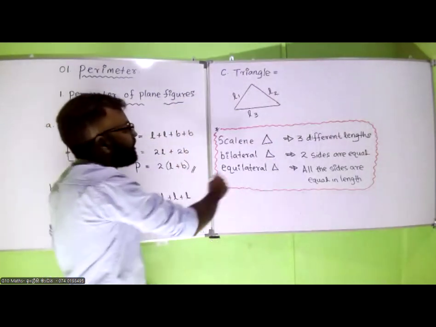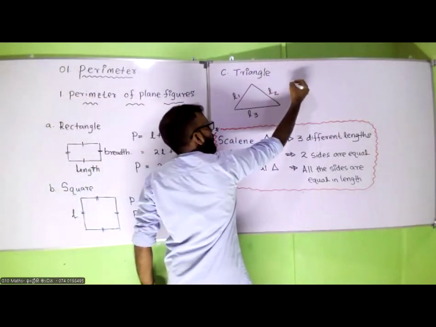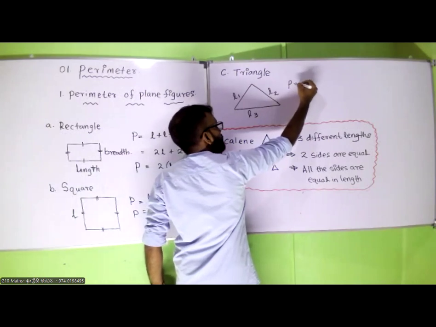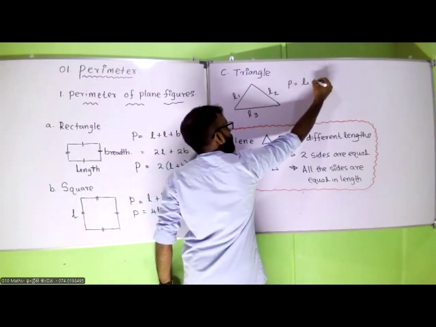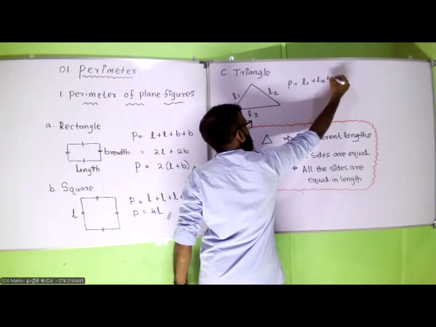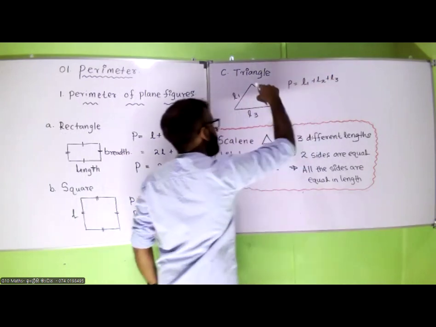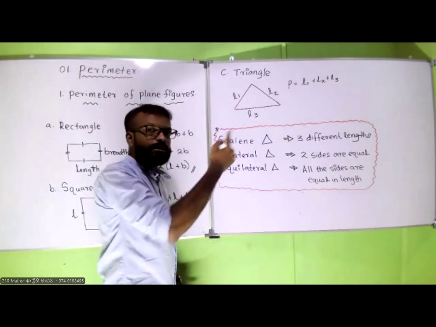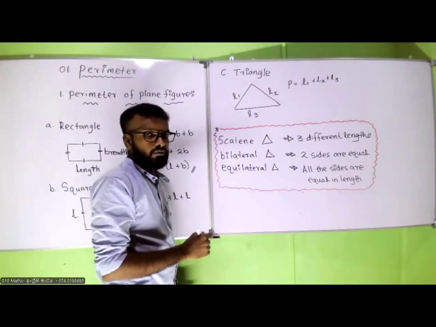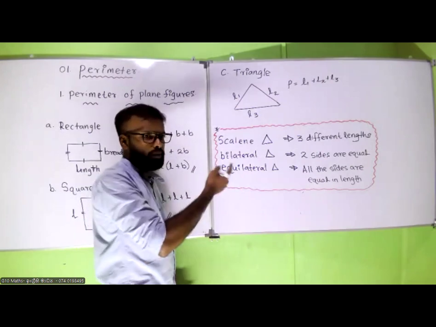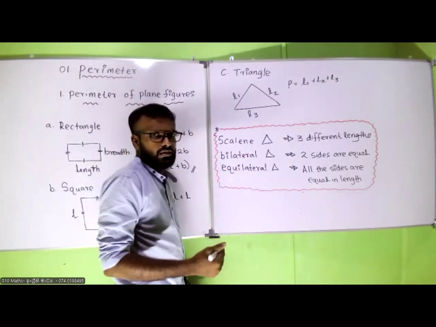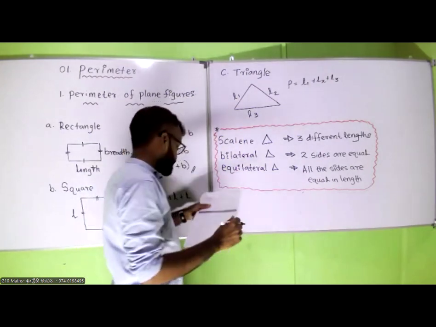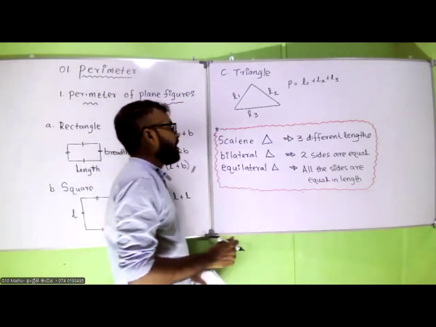Perimeter of a triangle P equals L1 plus L2 plus L3. So you have to add the lengths. If this is an equilateral triangle, the perimeter is equal to 3L.